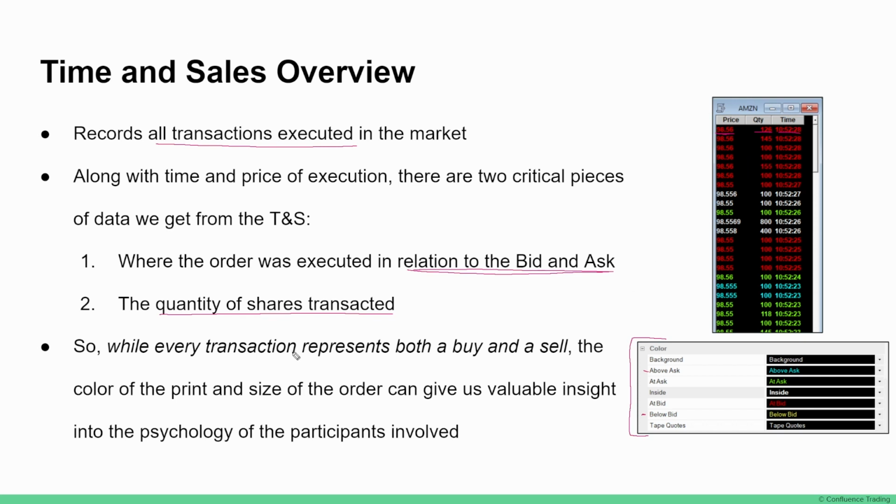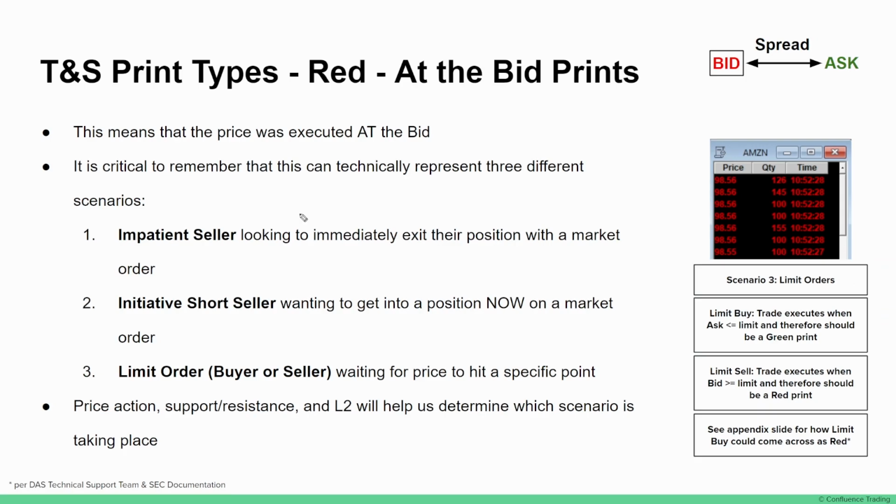So, yes, every transaction represents both a buy and a sell, right? I'm not saying that red is sellers and green is buyers. It's not that simple. However, the color of these different prints and the size of the order can give us very valuable insight into the psychology and the type of participants involved. So let's dive into the idea of psychology and having different participant types involved by first looking at red prints.